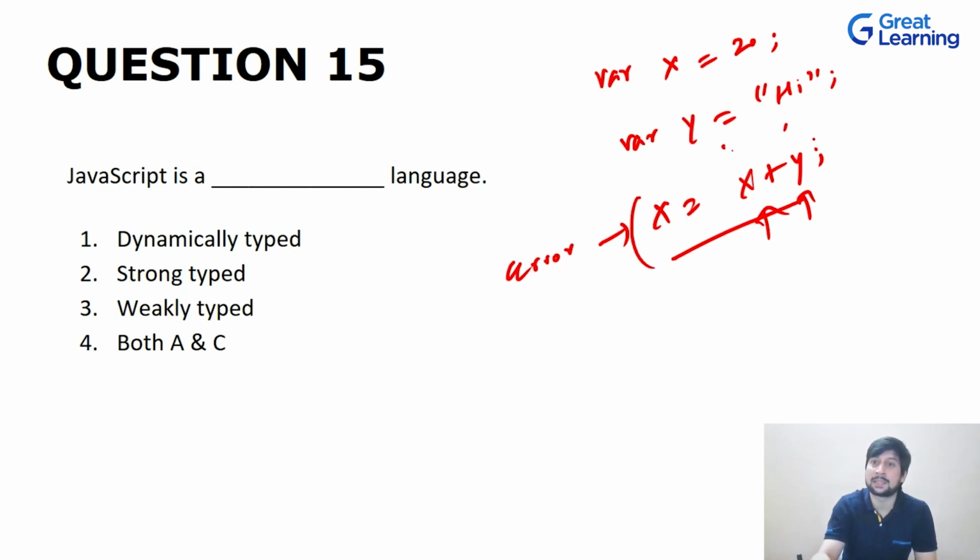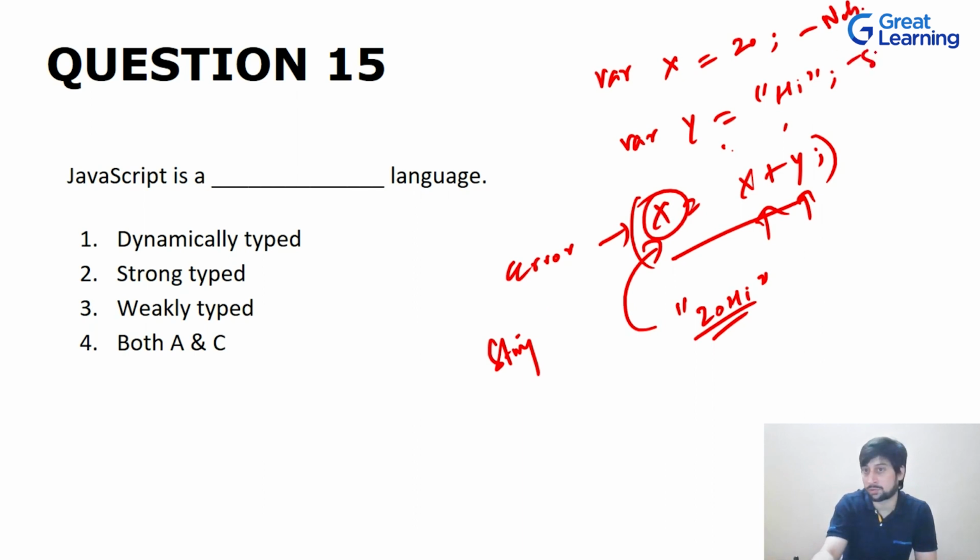This is a string, this is a number, this is a string. But in JavaScript, this is allowed. And when you run this code or when you execute this code, the value that you will be getting in x is 20 high. And this will be treated as a string. So type of this x is changed to string. Earlier it was a number, right? It was a number over here, and this was also a string.